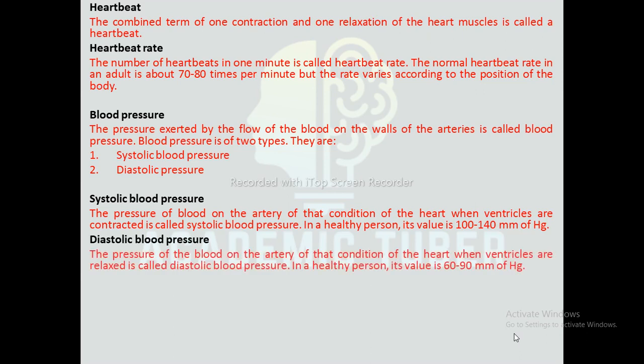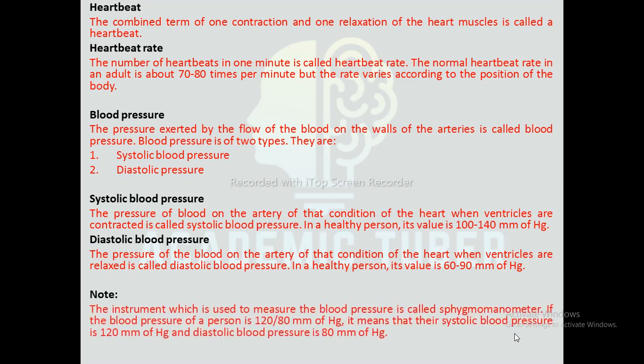Diastolic blood pressure. The pressure of the blood on the arteries when the ventricles of the heart are relaxed is called diastolic blood pressure. In a healthy person, its value is 60 to 90 mm of Hg.